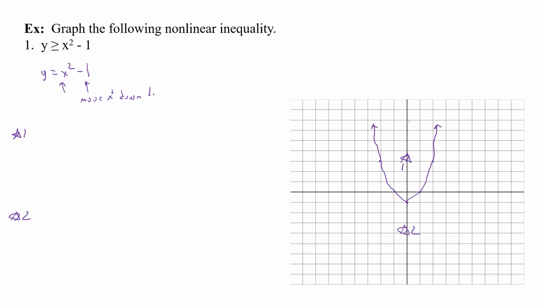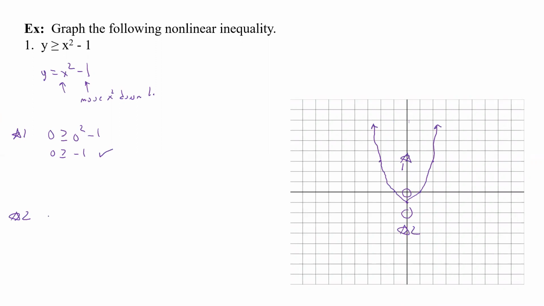And so let's pick the simplest point possible. The simplest possible one in this region is that. The simplest possible one out here would be that. So for the star, we're going to choose (0, 0). So 0 greater than or equal to 0 squared minus 1. 0 greater than or equal to negative 1. Yep, that's true. So for sure, we're going to shade in that area.